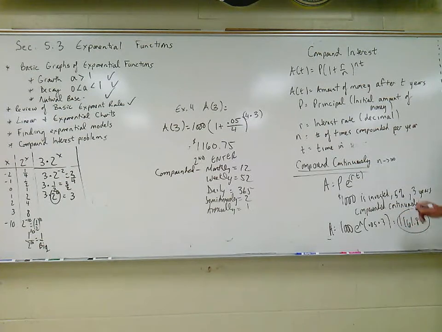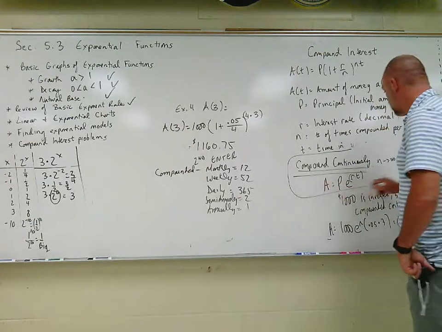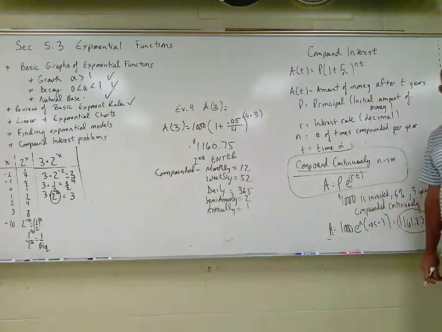Where did you get 3 from? Wait, oh. 3 years. Never mind. 1,000 is invested at 5% for 3 years. And then how do you know to use e though? What has to be the word? Compounded what? Yeah, if you don't see compounded continuously, you don't use this. Only when you see compound continuously.